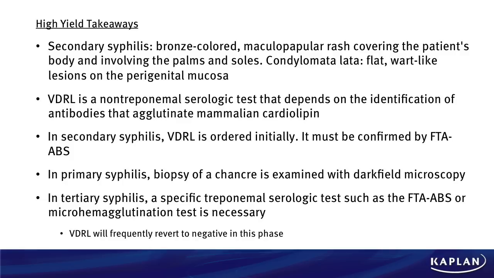In primary syphilis, biopsy of the lesion and examination under dark field microscopy will show Treponema pallidum. Tertiary syphilis requires specific treponemal serology, such as the FTA antibodies or microhemagglutination. VDRL may revert to negative in tertiary syphilis. Again, go back to that chart and review that. It's going to be important for taking care of patients and for gaining you extra points on the boards.